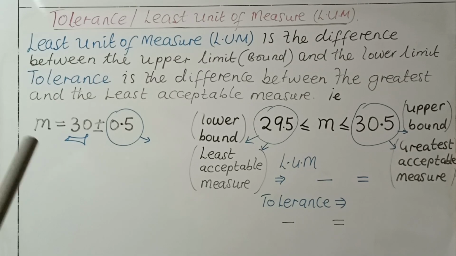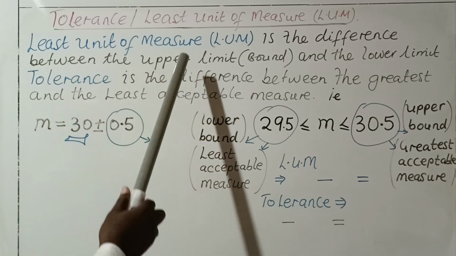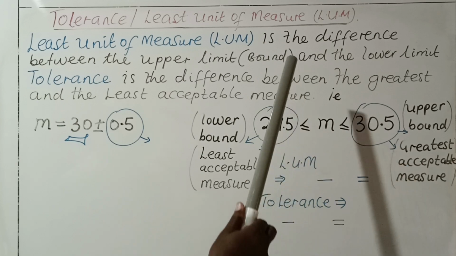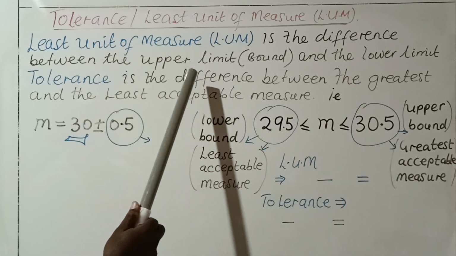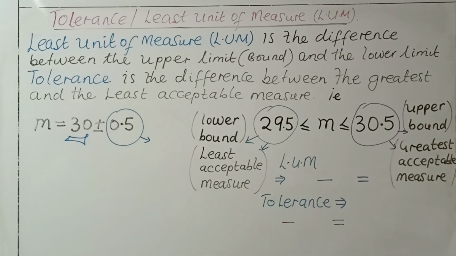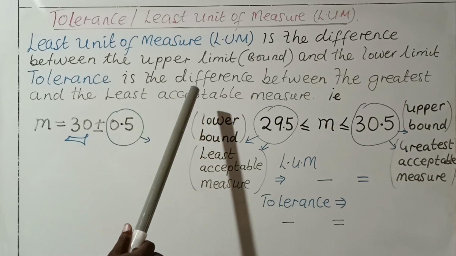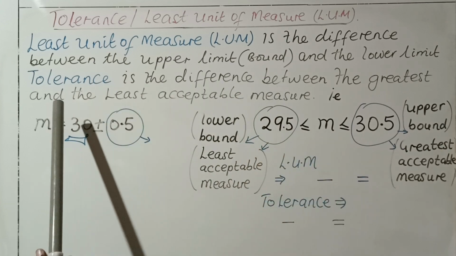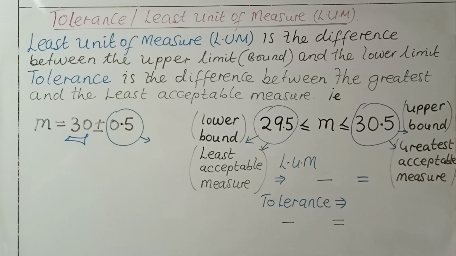We are looking at the tolerance. We are comparing it to the least unit of measure, L.U.M, and we are comparing their definitions, and at the end of the day we shall see whether they are different or they are the same. The least unit of measure is the difference between the upper limit or bound and the lower limit. On the other end, tolerance is the difference between the greatest and the least acceptable measure.